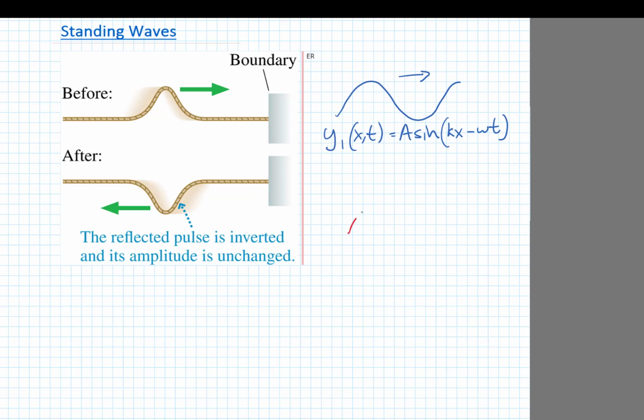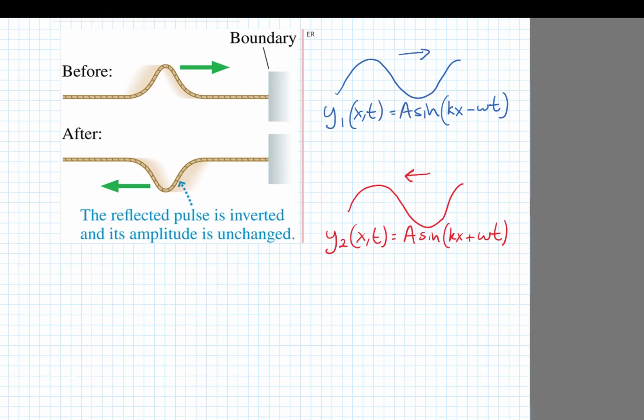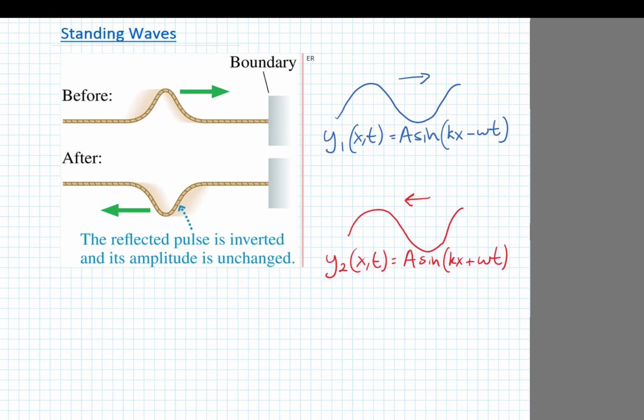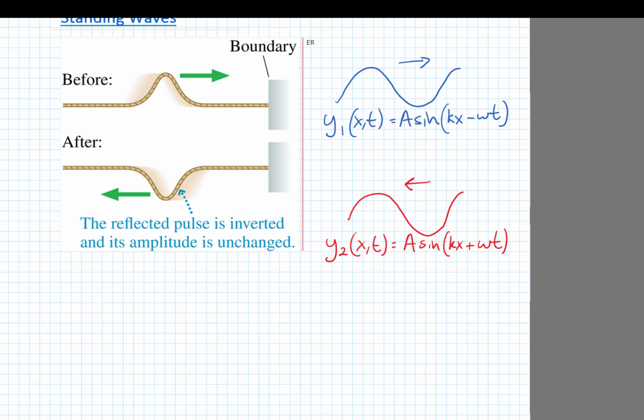And we'll take another wave, a red wave, but this time traveling to the left, which we'll call y2, and it has a similar equation. We'll use the same amplitude a and the same wavelength and frequency, and these waves are traveling in opposite directions, so the only difference is the plus. And we'll just keep these two waves with opposite directions and add them together.